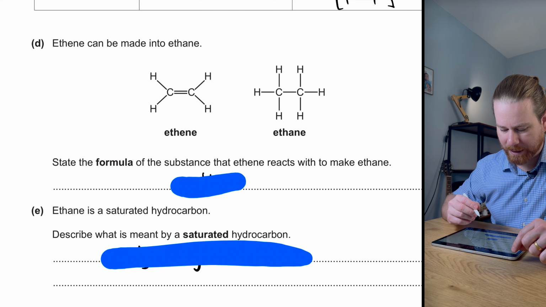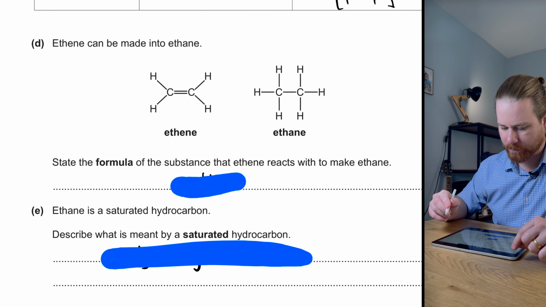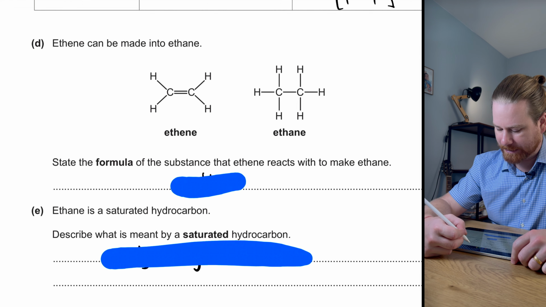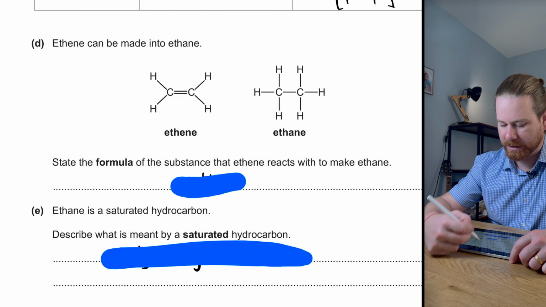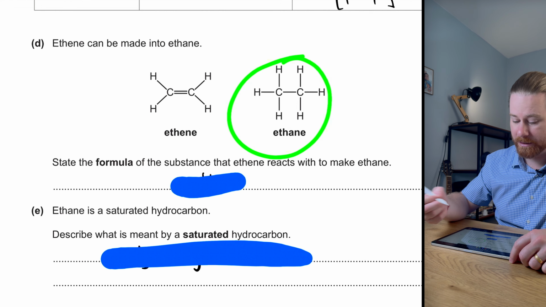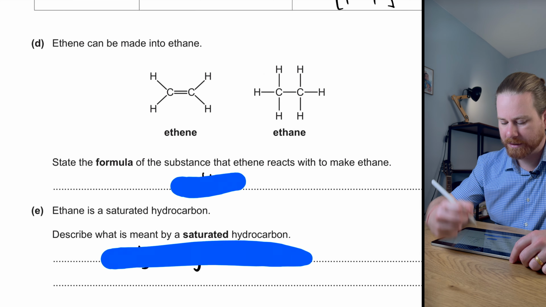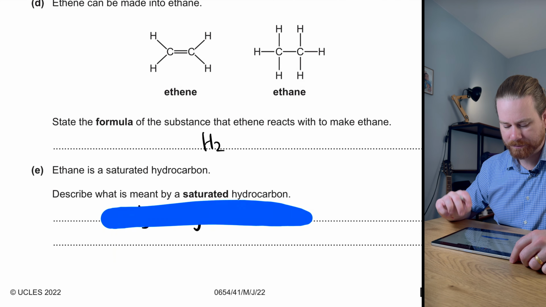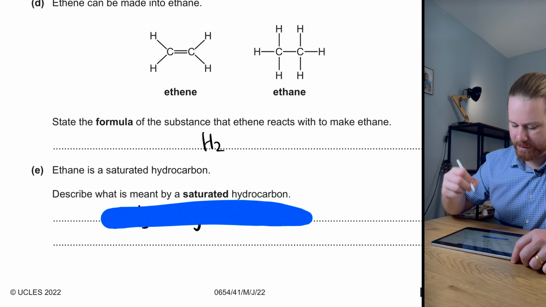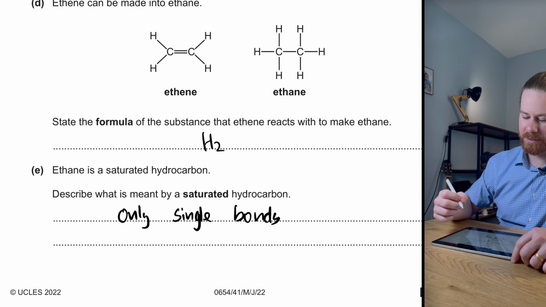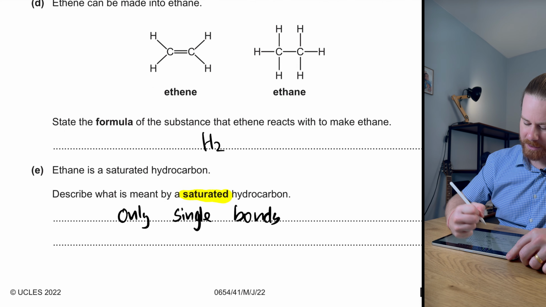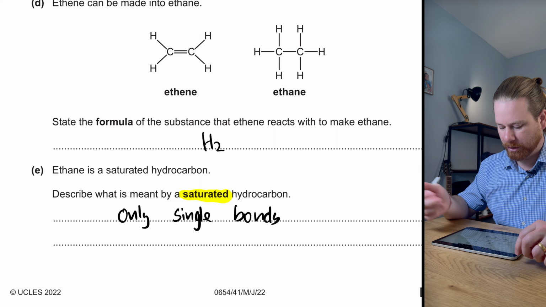Okay, so ethene can be made into ethane. State the formula of the substance that ethene reacts with to make ethane. Well, we can see we're basically adding hydrogen. Hopefully you can see that. So our answer is hydrogen, the hydrogen molecule. So ethane is saturated. Describe what is meant by a saturated hydrocarbon. So again, we've got another definition for you here, another definition to learn. So what does saturated mean? Only single bonds.